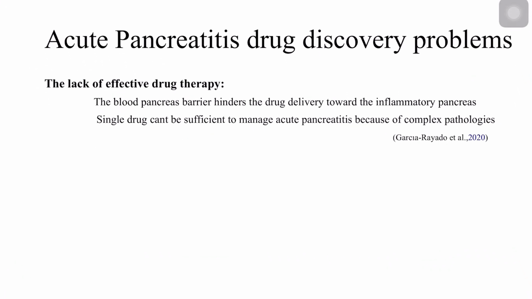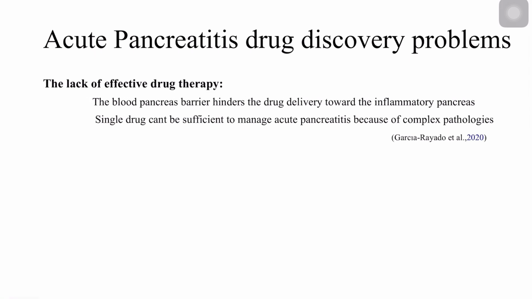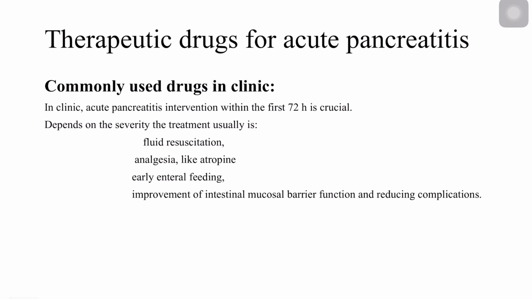Also, because of the lack of effective drug therapy, the blood pancreas barrier hinders the drug delivery toward the inflammatory pancreas, and single drugs cannot be sufficient to manage acute pancreatitis because of the complex pathogenesis. Also because of the high amount of activated enzyme in the pancreas, it can be very hard to treat, because usually it is a digestive enzyme, and it can digest acinar cell and ductal cell.